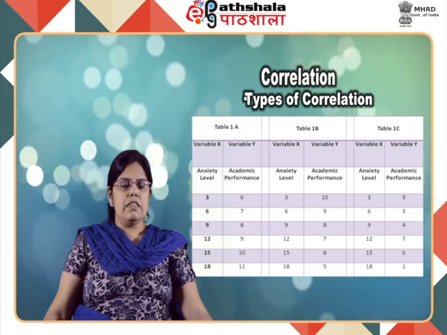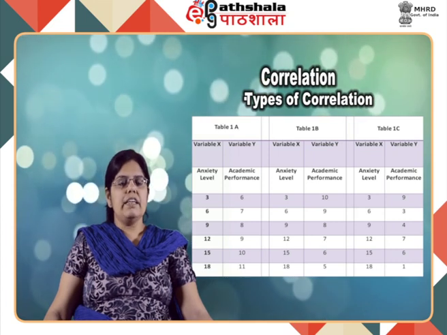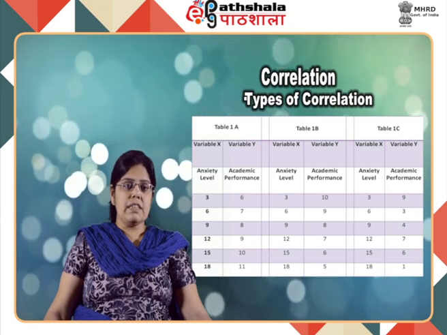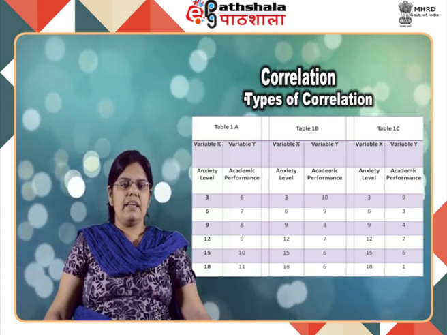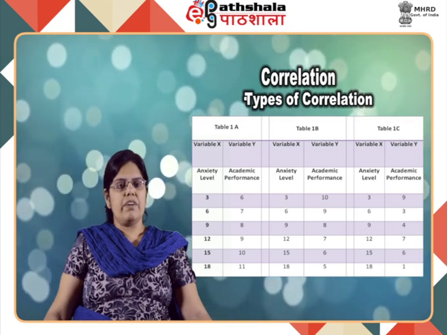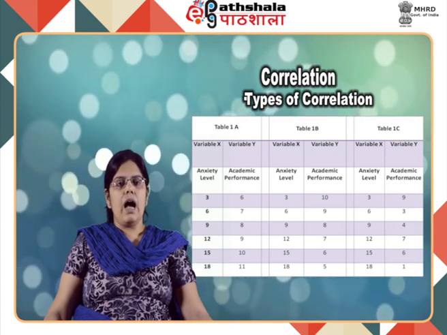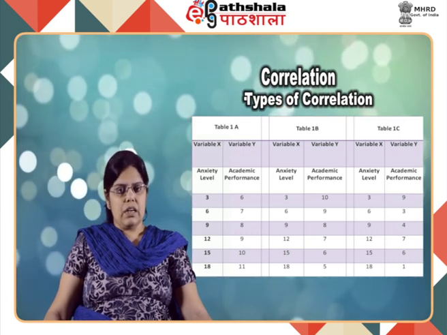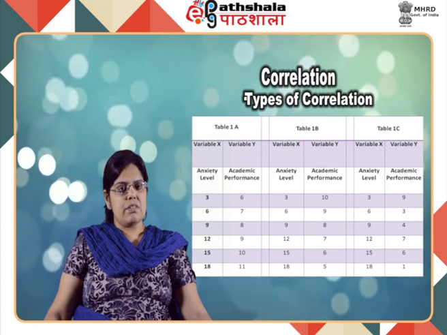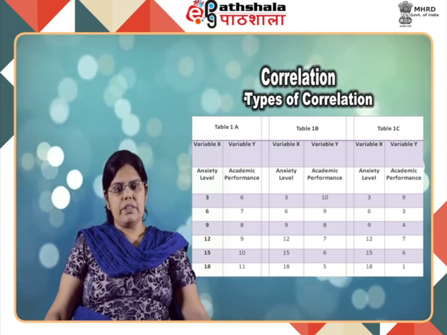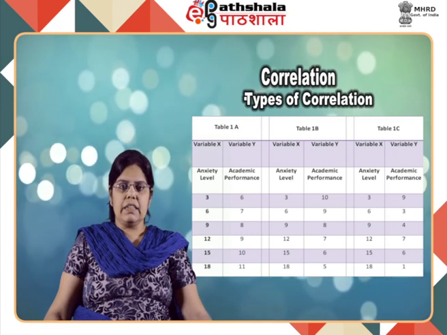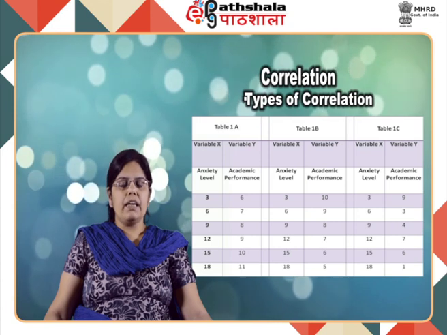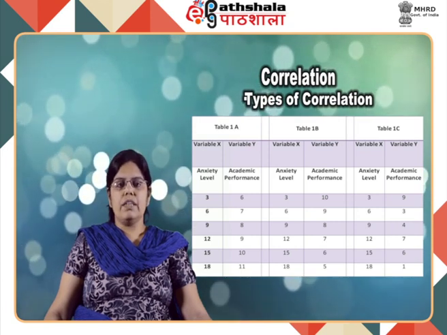Now see the data in table 1b, which shows a negative correlation between variables x and y. This means that the higher scores on x are paired with the lower scores on y, and lower scores on x are paired with the higher ones on y. A negative correlation occurs when one variable increases while the other variable decreases. Thus, it means that with the increase in the level of anxiety, the level of academic performance of school children decreases.